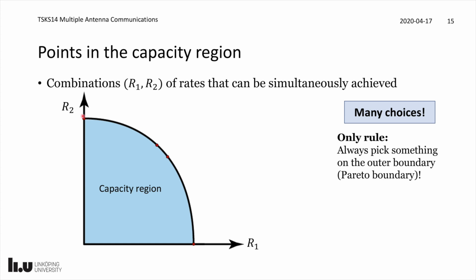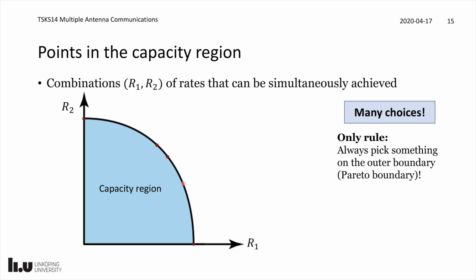And the reason for that is that if we pick a point in the middle of the region, this one for example, then we can improve the performance for user 1 and for user 2 and still be inside the region. So that was not a good starting point. But if we pick something on the boundary, the only way to improve the performance for user 1 is to move to the right here, and then to stay inside the region we need to reduce the rate for user 2.